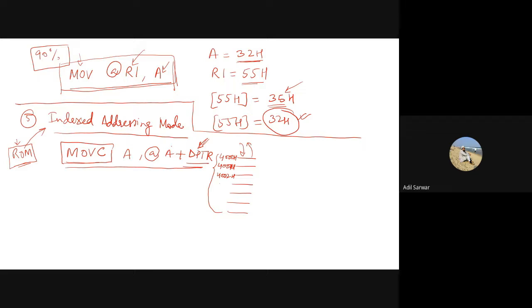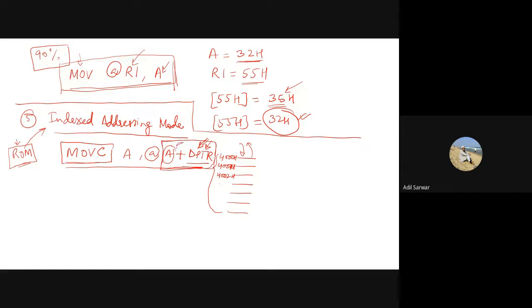You don't have to change the content of DPTR. You cannot change it. You can change this A. Okay, so as in the previous case, @ basically implies the content of the memory location pointed by this sum.